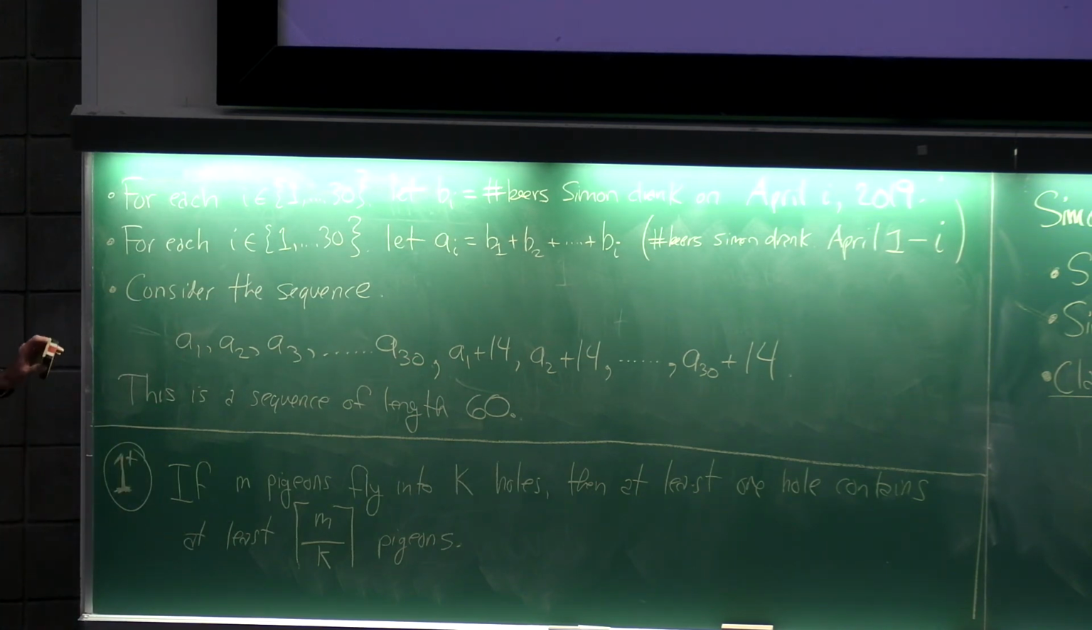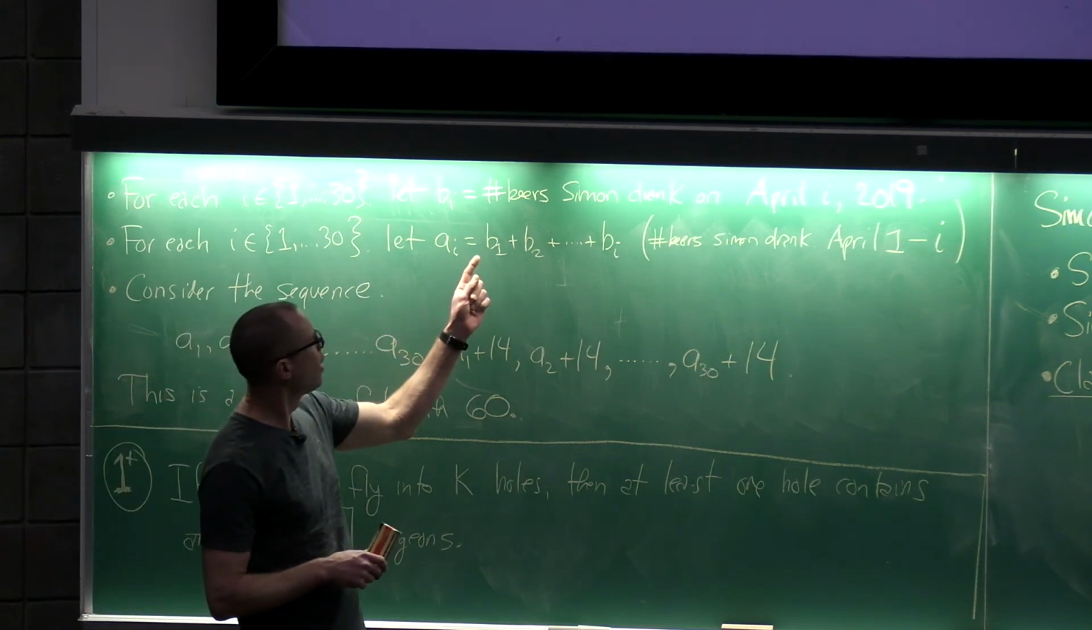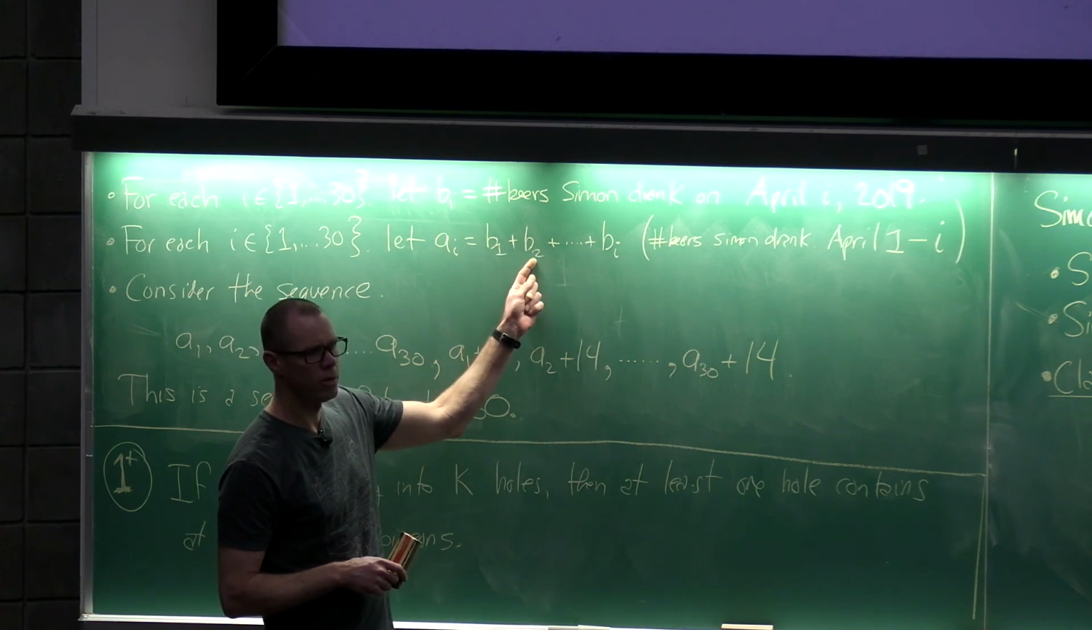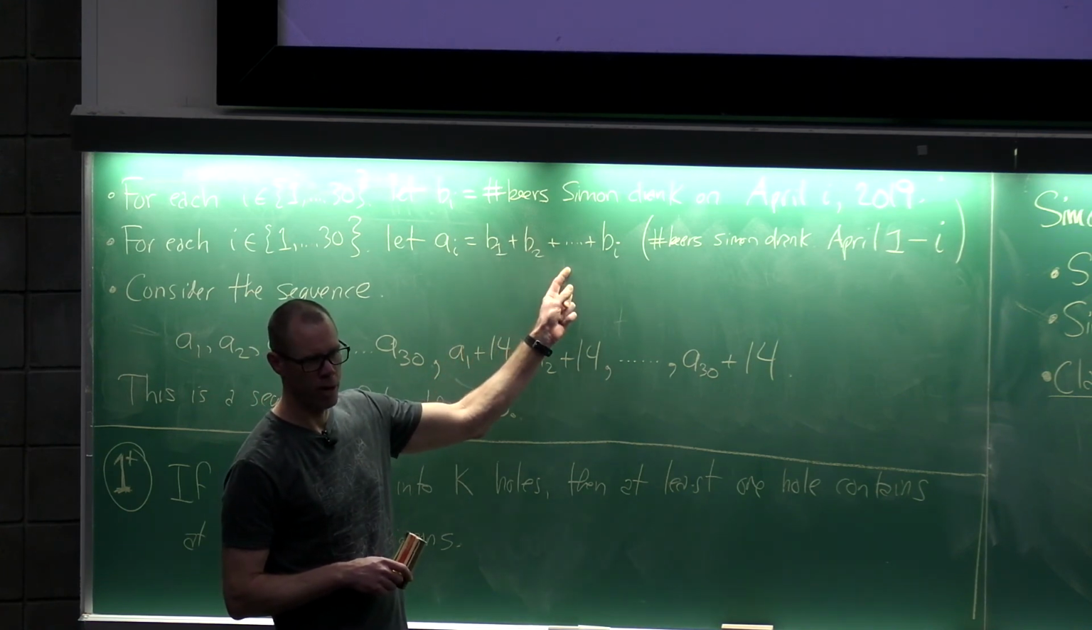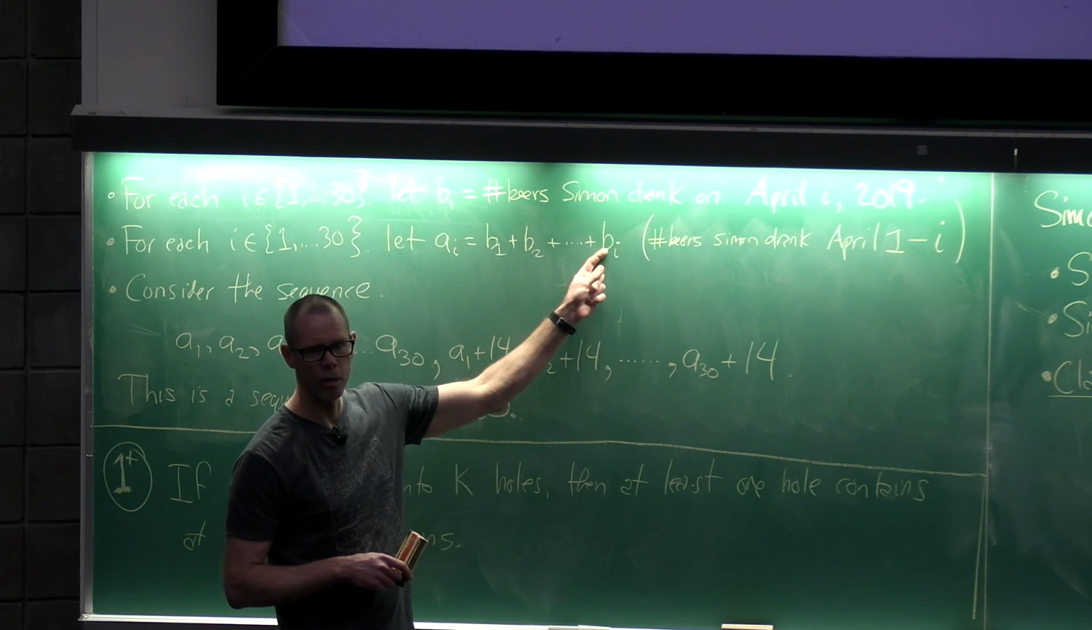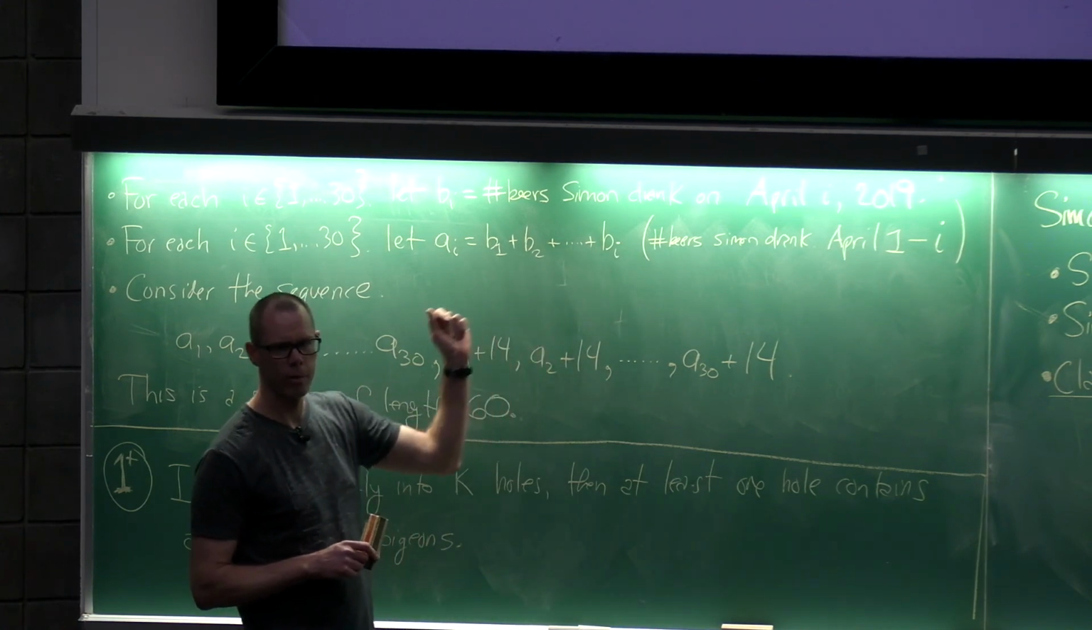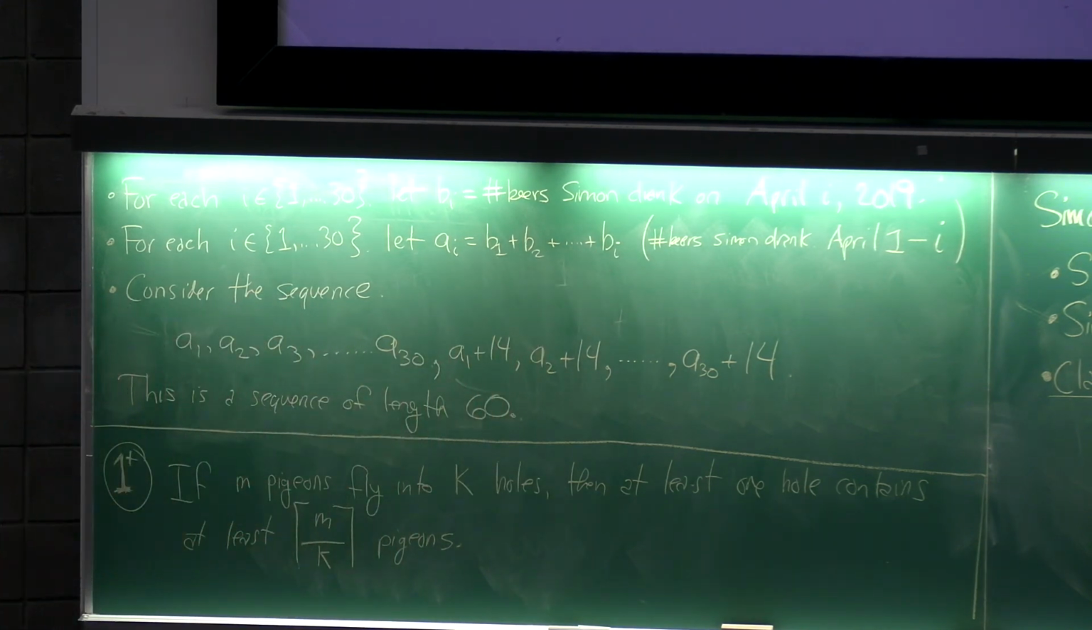What does A represent? If B is the beers? A_i is the number of beers Simon drank on April 1st, plus the number of beers he drank on April 2nd, plus the number of beers he drank on April 3rd, and so on, all the way up to April i. All right, so this is a sequence of length 60.